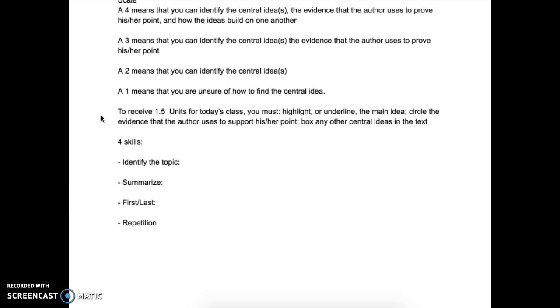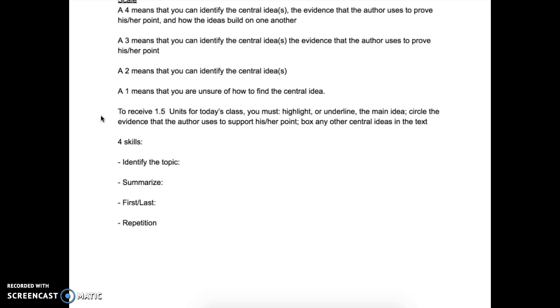To receive a unit and a half for today's class, you must highlight or underline the main idea, circle the evidence that the author uses to support his or her point, and put a box around any other central ideas. Of course, the 4 skills that we will be using are the same 4 skills we use every Tuesday and Newsday. The first is to identify the topic. Remember that the topic and the main idea are different.